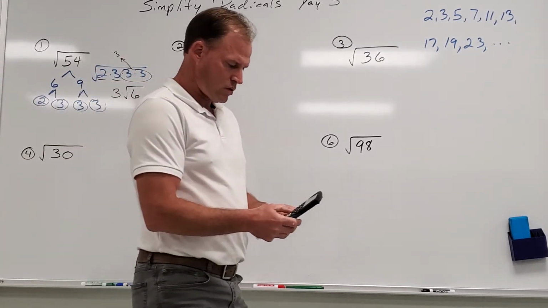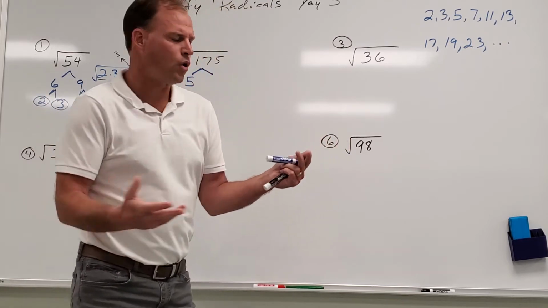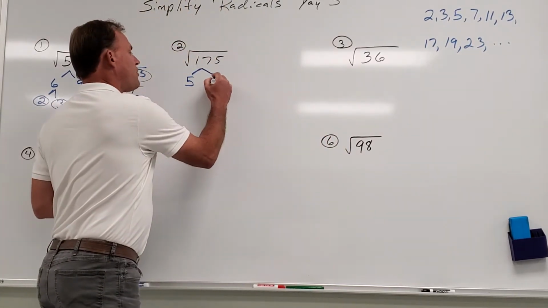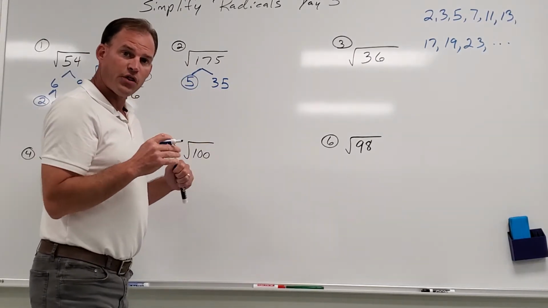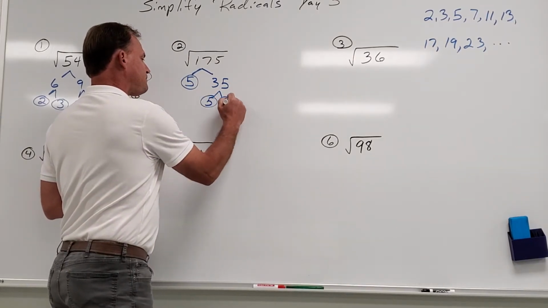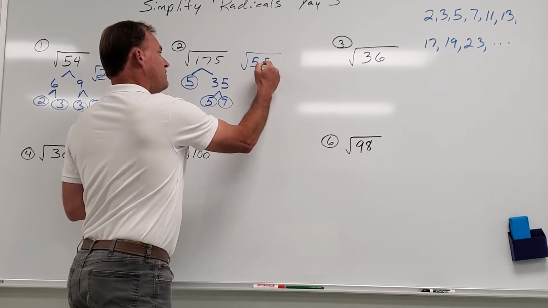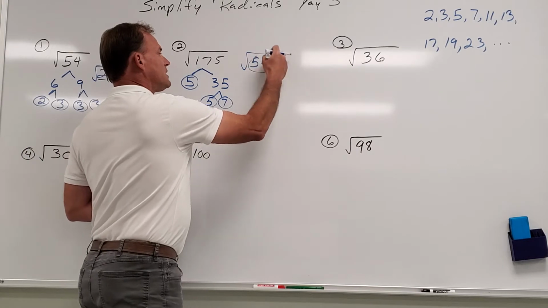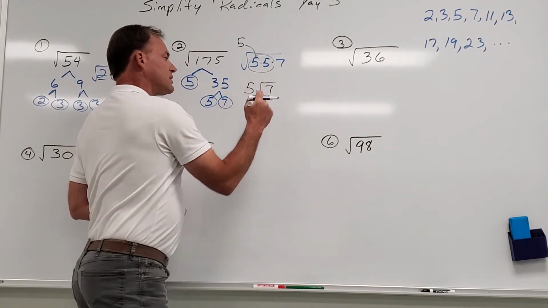35? 175 divided by 5. 35. See, you don't have to know all the numbers at the top of your head. Get a good calculator, punch it in. 35. So 5 is definitely a prime number. 35 is 5 times 7. So inside this radical, I've got a 5, a 5, and a 7. Find pairs if they exist. 5 comes out, so 5 root 7.